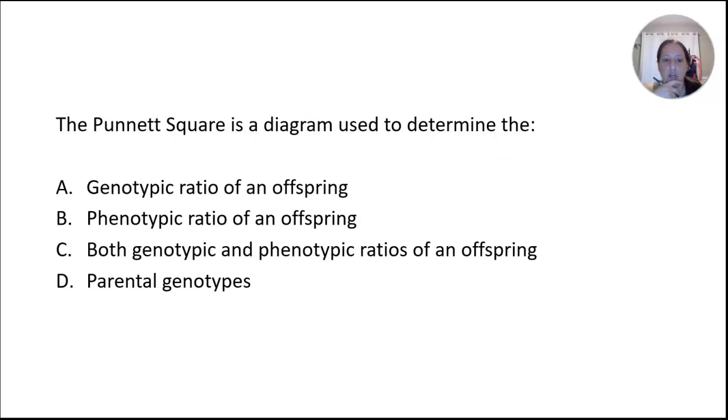Next question, the Punnett square, it's a diagram used to determine, and so we use it for both. We can get phenotypic and genotypic ratios. I usually ask for the phenotypic ratio, but you also have the genotypic. And so C would be the most correct answer.